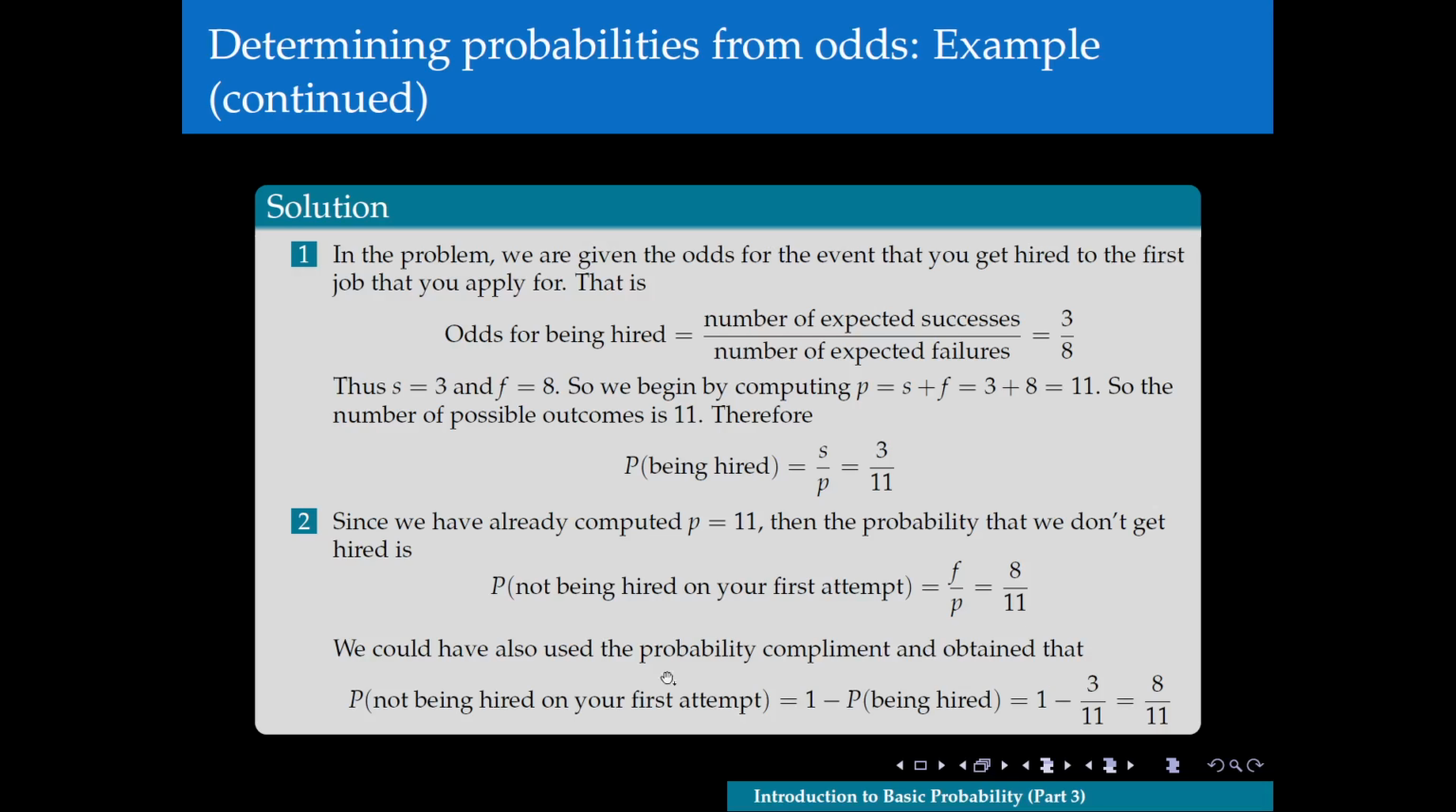Now, of course, we can always use the probability complement, because remember that the probability of an event and the probability of the complement of the event are related. So we can also compute the probability of not being hired in your first attempt as 1 minus the probability that you are hired on the first attempt, which is 1 minus 3/11, which is 8/11. However, in this case, since we knew S, F, and P, it was easy just to compute it directly.